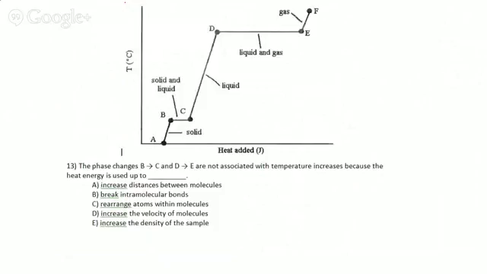All right, 13. Phase changes B to C and D to E. All right, well, let's take a look at that. We've got B to C and D to E. We've got heat added and temperature in degrees Celsius. They're not associated with the temperature increase because the heat energy is used up to do blank. Well, we're going from solid to liquid, and then it's liquid. So this process right here is melting.